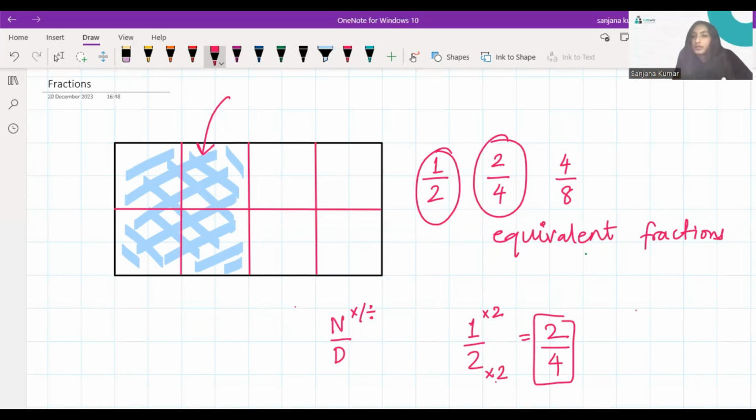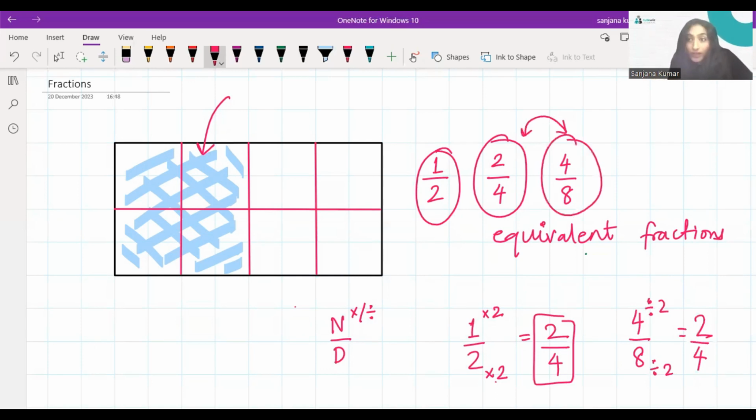Let us take another example. Let us take 4/8. I decide to divide this time. I think of a number that can divide 4 and 8 both. I can divide them both by 2. 4 divided by 2 is 2, and 8 divided by 2 is 4. That means 4/8 and 2/4 are equivalent fractions as well.